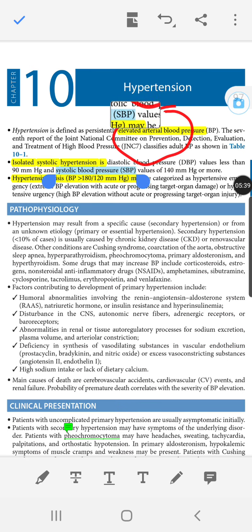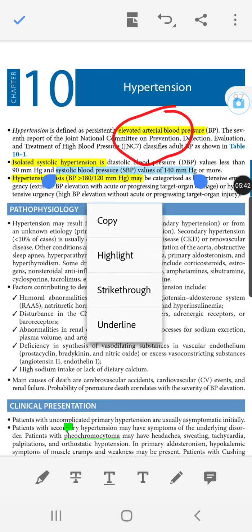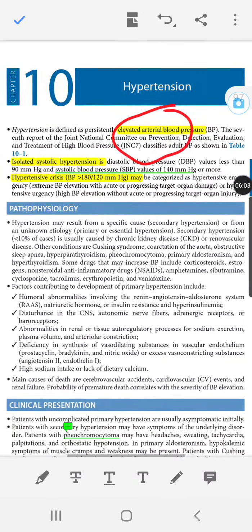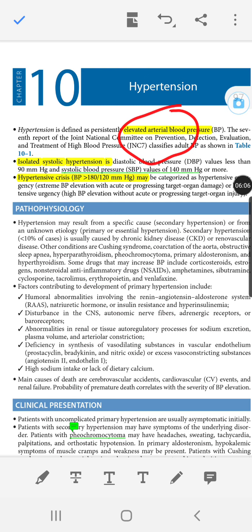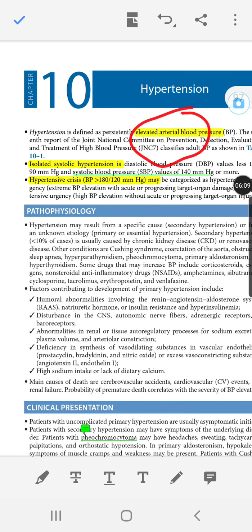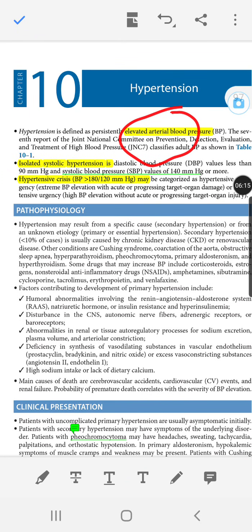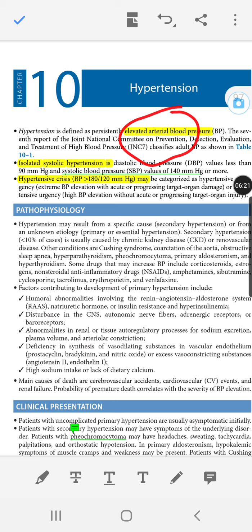See, the systolic pressure is greater than 140, but the diastolic one is less than 90. Then we can say it's isolated systolic. Or we can define in this way the isolated diastolic, when the diastolic blood pressure is greater than 90, but the systolic pressure remains the same or less than 130. So isolated systolic hypertension means the systolic pressure is high but the diastolic one is low. So it's an important definition. We should know what isolated systolic hypertension is.